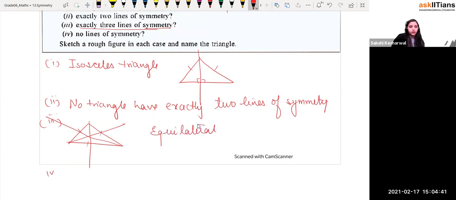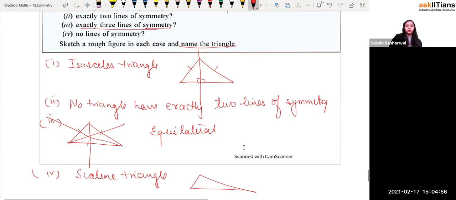Coming to the fourth part, it says no lines of symmetry. So it will be a scalene triangle, definitely a scalene triangle, right? So this, like this, is a scalene triangle. Sketch a rough figure in each of the cases and name the triangle. So we have done all of the parts.